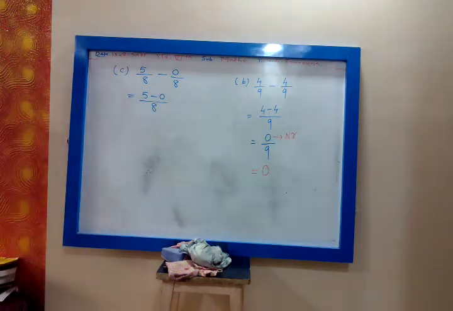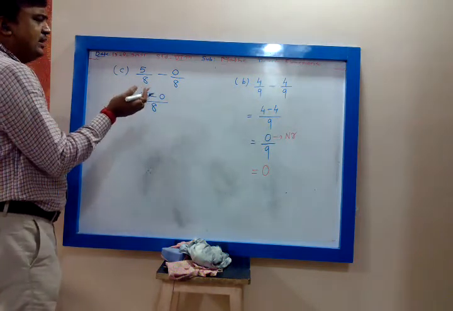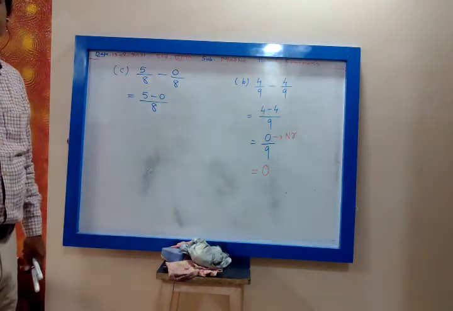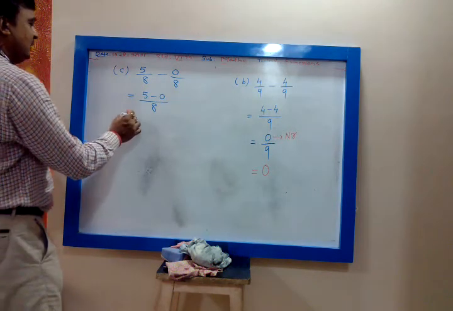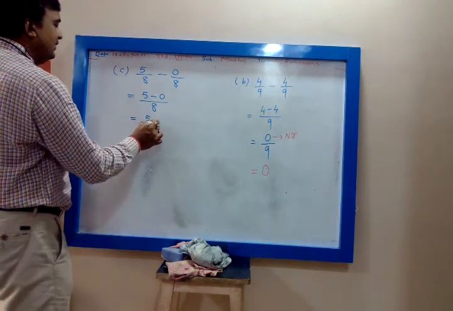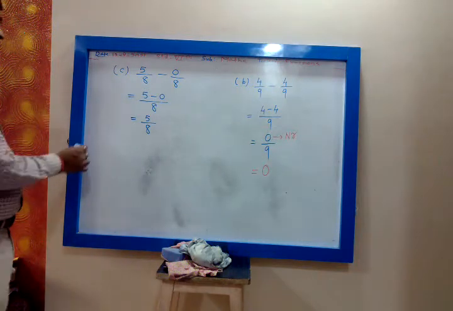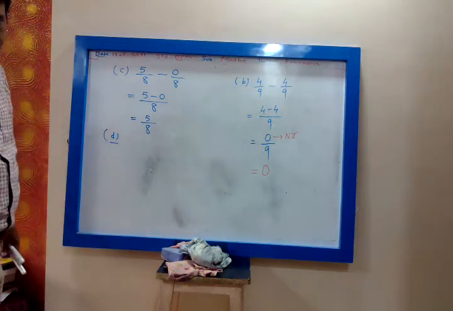How 0? No, how 0 by 8? What is 5 minus 0? 5 minus 0 is 0? Tell me. 5 minus 0 is 5, my dear. So the answer is 5 upon 8, my dear. Okay. The answer is 5 upon 8, not 0. 5 minus 0 is 5.